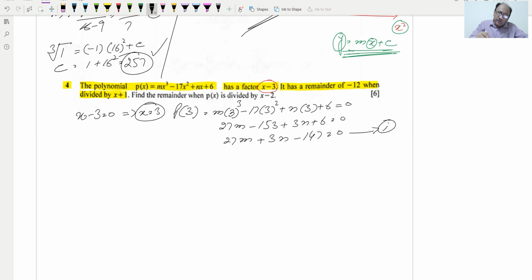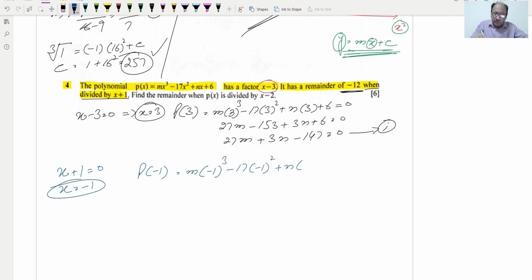And now the second part, it has a remainder of minus 12 when divided by x plus 1. So x plus 1 is equal to 0. So x will be equal to minus 1. So we can write p of minus 1, and p of minus 1 will be m into minus 1 cubed minus 17 into minus 1 square plus n into minus 1 plus 6, and this is equal to minus 12, which is given, so the remainder we will write equal to minus 12.